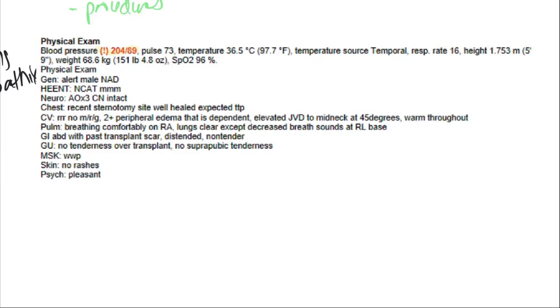Going through cardiovascular, his rate and rhythm are regular, and currently no murmurs. He has 2+ peripheral edema, and volume overload, because he has a JVD up to 45 degrees. His lungs are not affected by his edema because he's really comfortable. Lungs are clear except for decreased breath sounds in the right lower base, which does not sound like volume overload in the lungs. It sounds like maybe he has a pleural effusion.